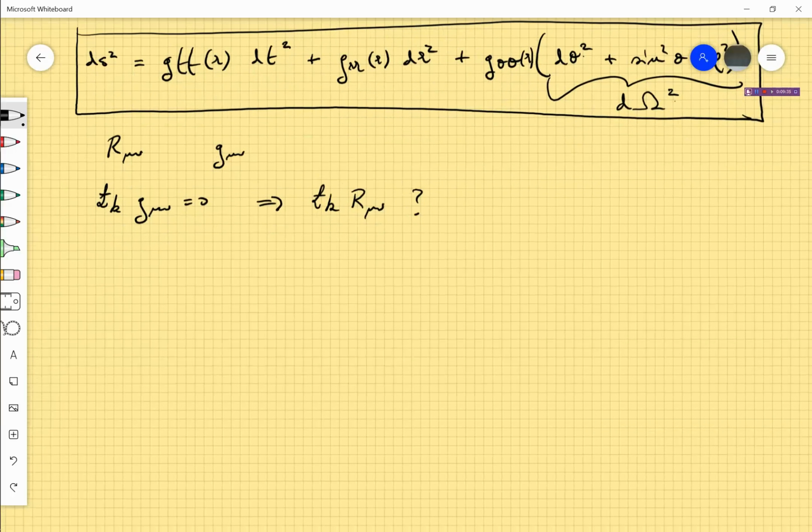Well, I can really prove this by saying that I can always choose some coordinate adapted to k.